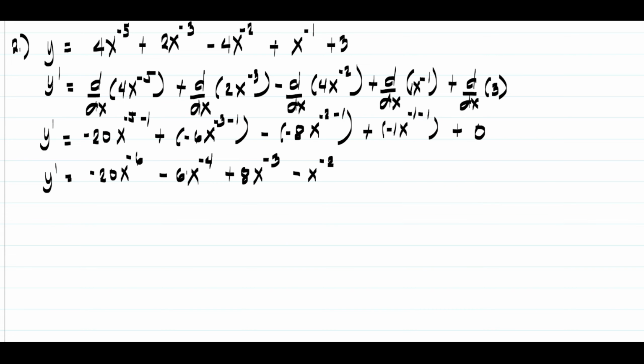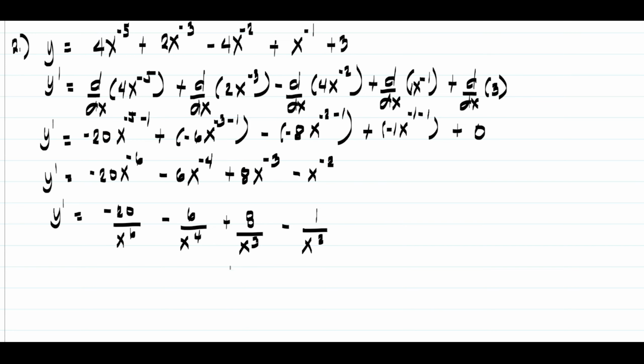Since we have a negative sign on the exponent, let us eliminate the negative sign by getting the reciprocal. So we have y prime equals negative 20 over x raised to 6 minus 6 over x raised to 4 plus 8 over x cubed minus 1 over x squared. So you can write your answer in this form, or if you want to combine all the numerators and denominators, we are going to have the LCM of the denominators.